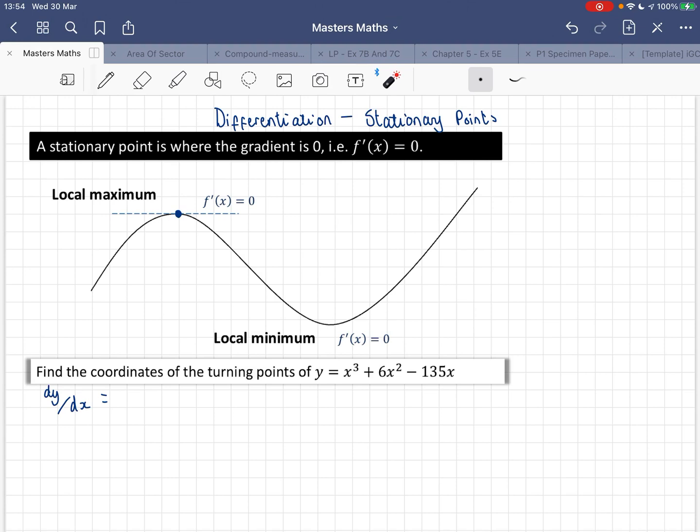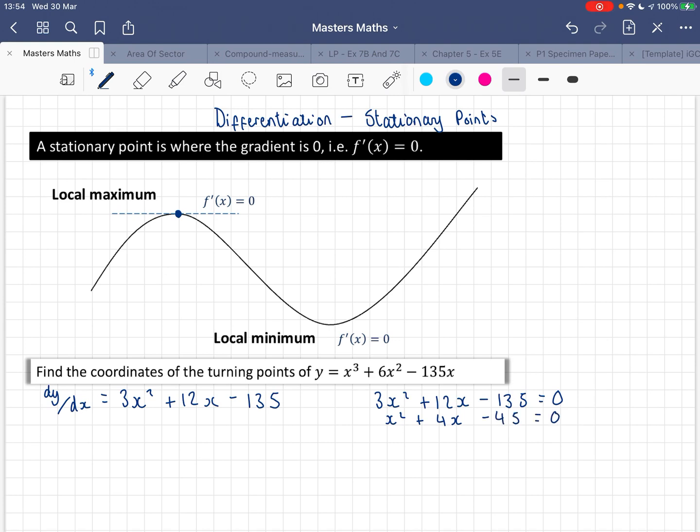So differentiating my y gives me 3x squared plus 12x minus 135. And I am looking at where it is equal to 0. I'm looking for the points on that graph where the gradient is equal to 0. So I am going to put, I don't want to run out of space, I'm going to start it over here. 3x squared plus 12x minus 135 is equal to 0. I can divide through by 3 to make that easier. Again, now it's an equation. I can actually divide both sides by 3. I get x squared plus 4x minus 45 is equal to 0.